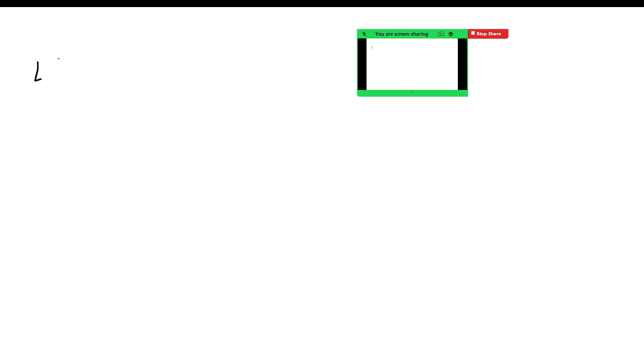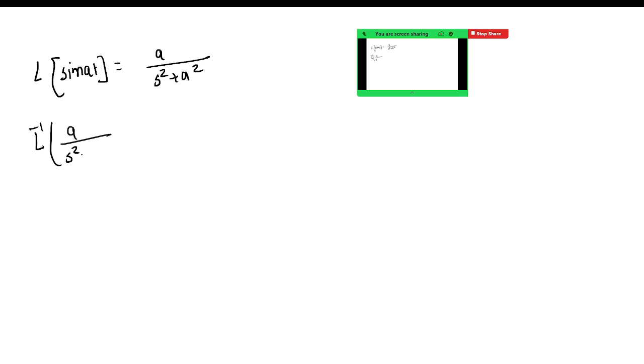So let's say if I want to calculate Laplace of sin at. The Laplace of sin at, I have told you, is a upon s square plus a square, right? So if I want to calculate Laplace inverse of a upon s square plus a square, this will be equal to what? sin at, right? So if by any means you are able to convert any s domain function into this particular form, then the t domain of a upon s square plus a square will be your sin at.